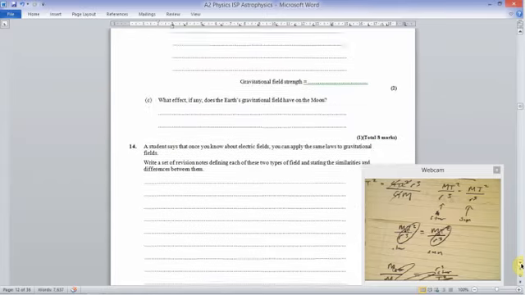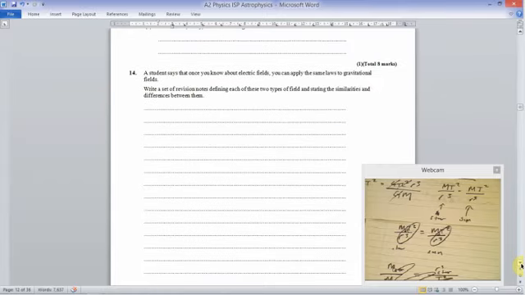Right, 14. A student says that once you know about electric fields, you can apply the same laws to gravitational fields. Write a set of revision notes on these two types of field, stating the similarities and differences between them. We've already done that in the explaining everything task, so we don't need to do much more about it. But feel free to look through the mark scheme on it. It goes through it very well.